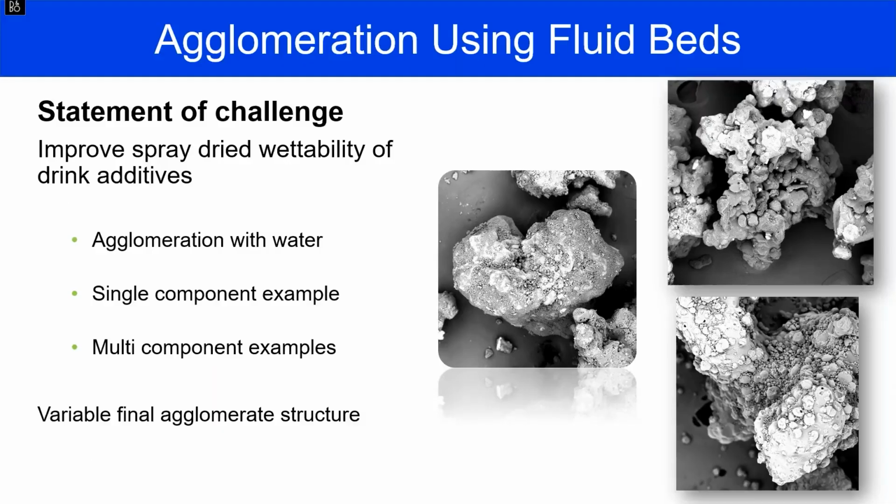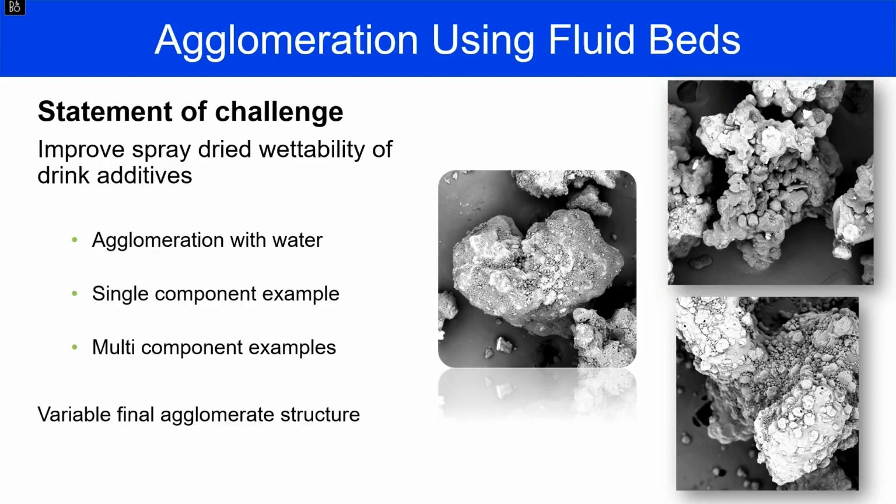So let's consider what happens with 3 different samples where we're looking at drink additives, and we're looking specifically at wettability. So all of these materials are highly soluble. The pictures that you're seeing up here are the agglomerates. The starting materials are all about 70 to 80 microns in size, but some of them are multi-component and some of them are single component materials.